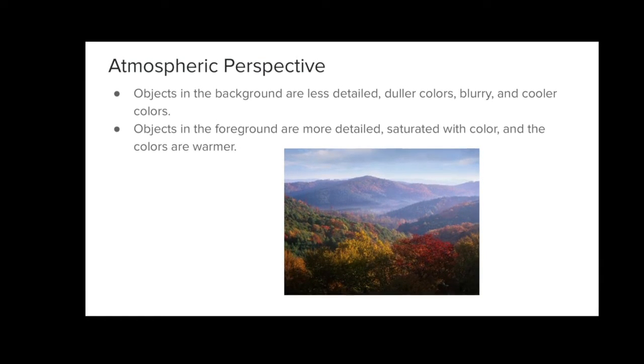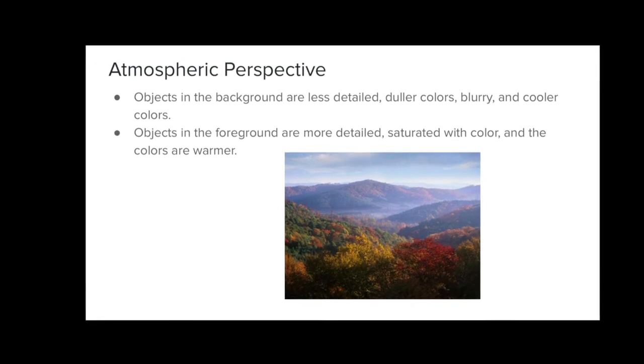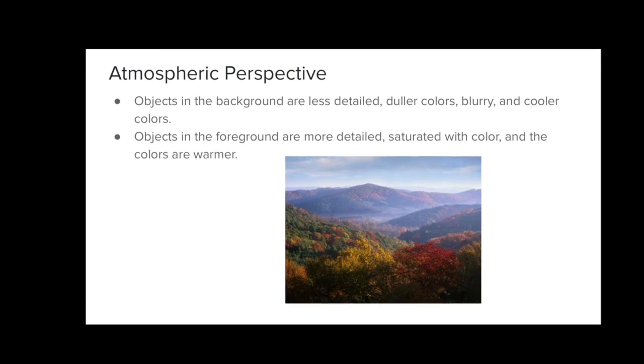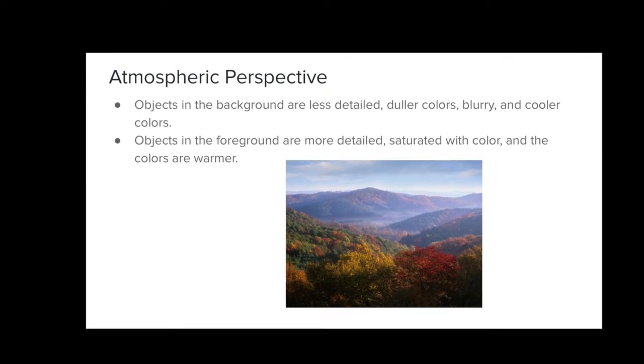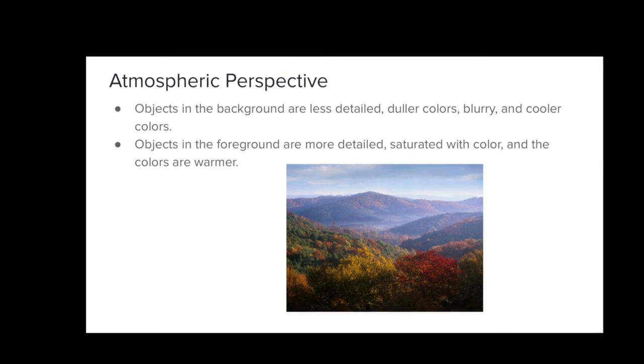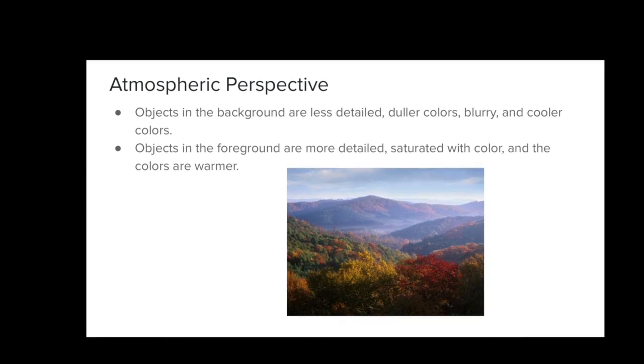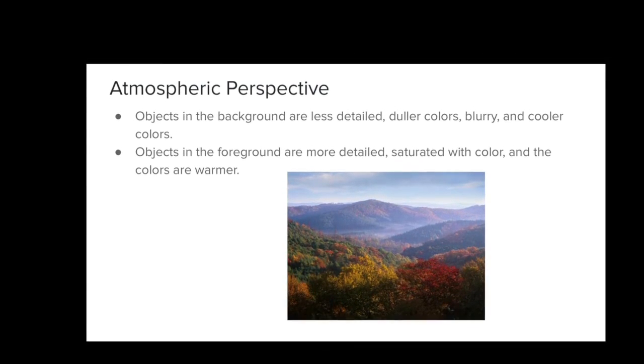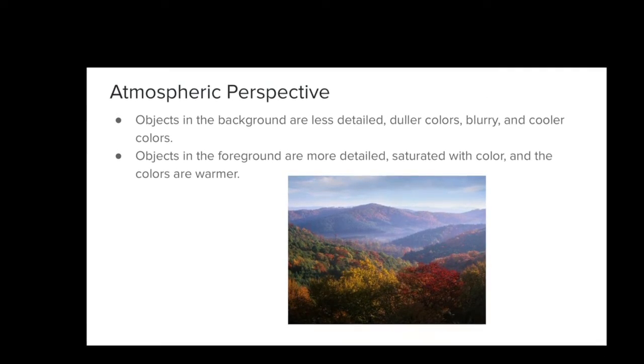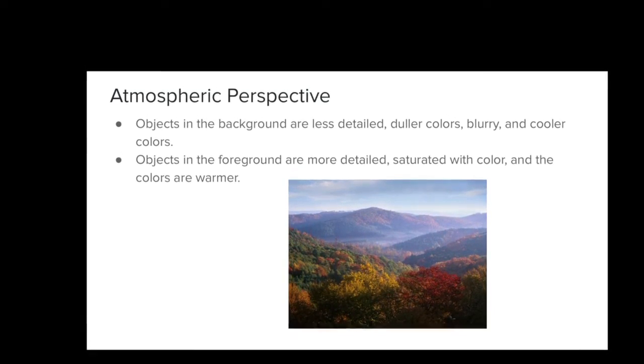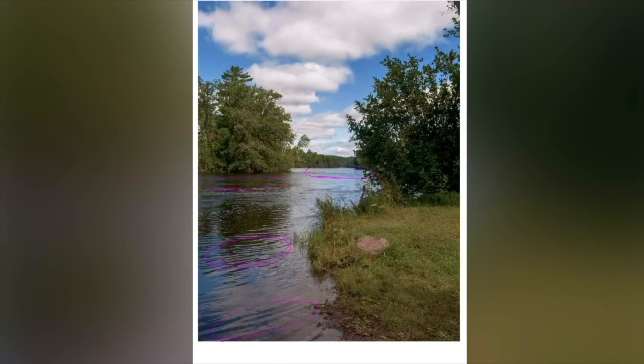So atmospheric perspective basically says that objects in the background are less detailed, the colors are duller, and they are also cooler. So you're going to have something that's a little bit more blurry looking as well as a bluer, cooler tint, plus not having the same level of contrast.